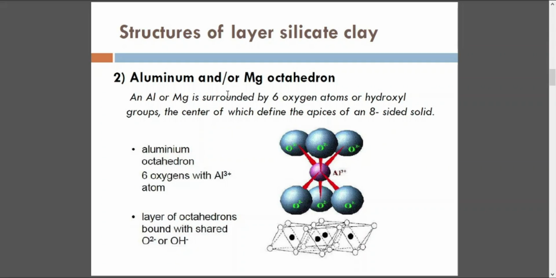The second one is the octahedron, and in the octahedron we either have an aluminium atom or magnesium atom at the center, surrounded by 6 oxygen atoms or 6 hydroxyl groups. This therefore forms the 8-sided solid, which we call the octahedron. In a similar way, the octahedrons can also be bonded by the oxygen or hydroxyl groups to form different layers.